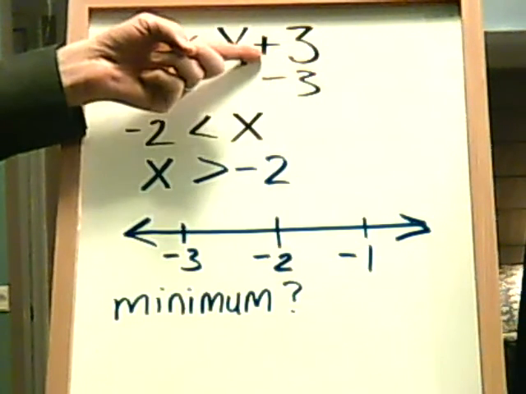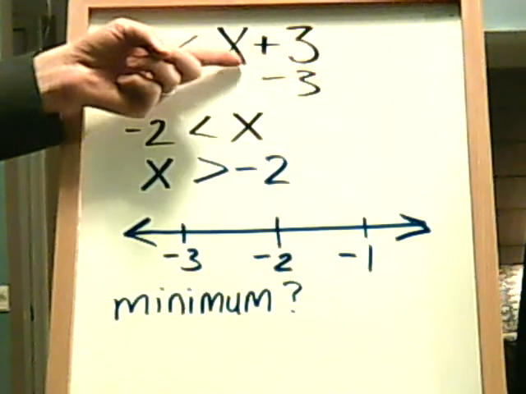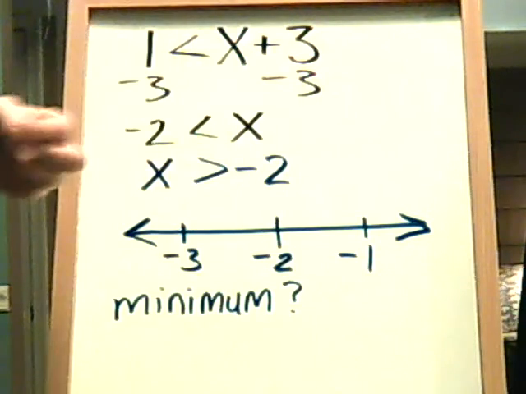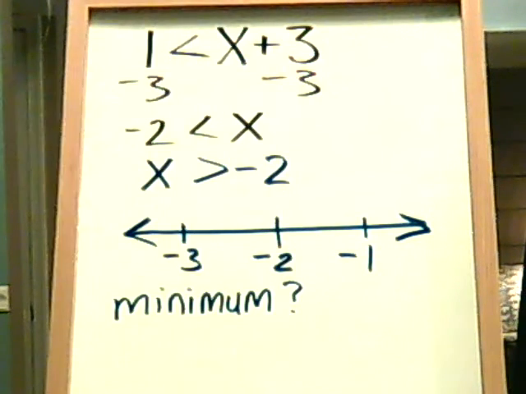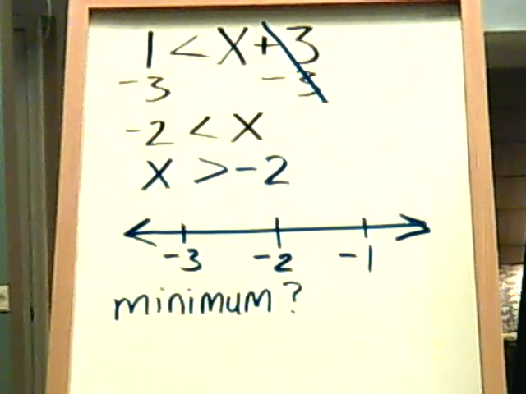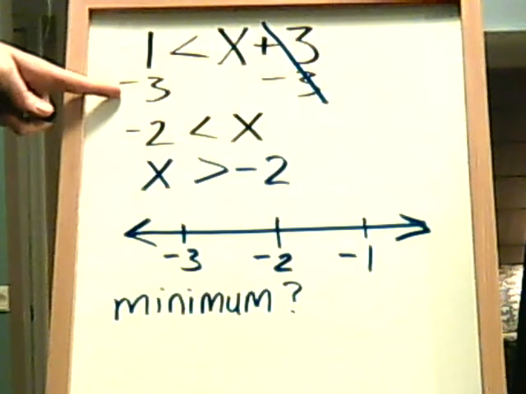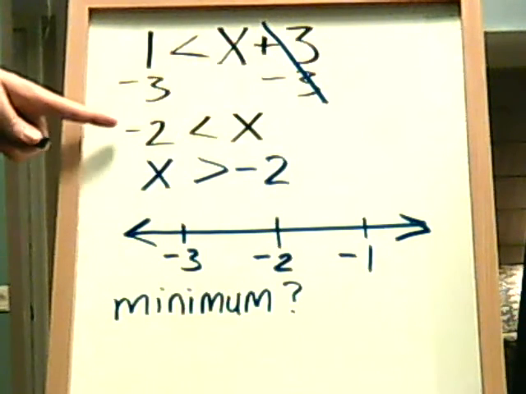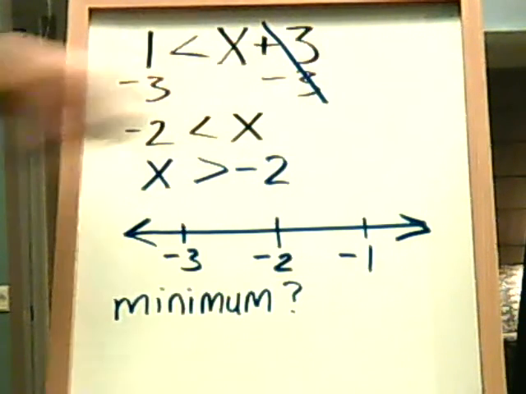There's no difference between saying x plus 3 or x and a positive 3. Doesn't matter. So we're subtracting 3 from both sides. That makes this disappear here. They cancel out. We generally cross them out like that. And 1 minus 3 is a negative 2. So at this point you have negative 2 is less than x.